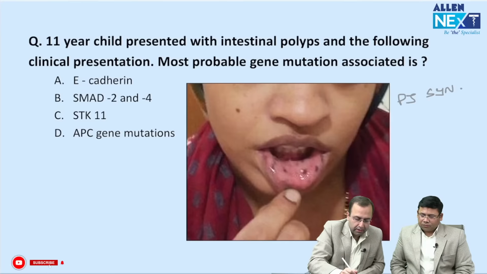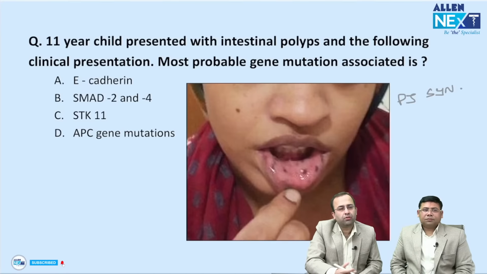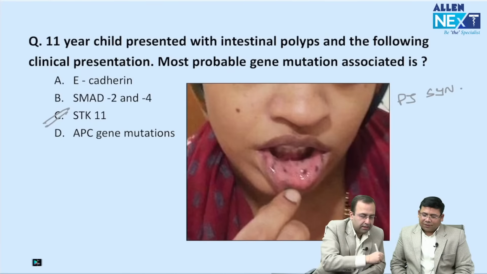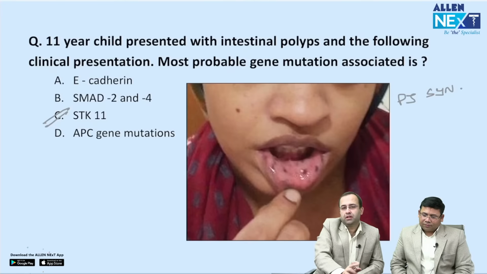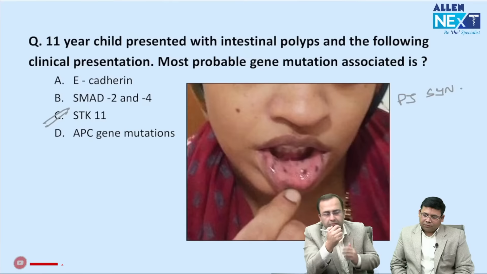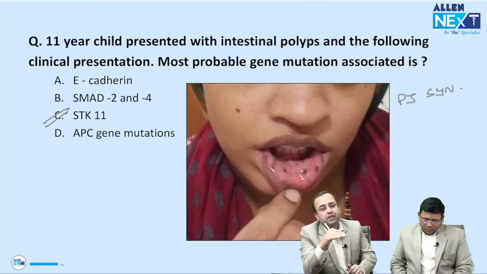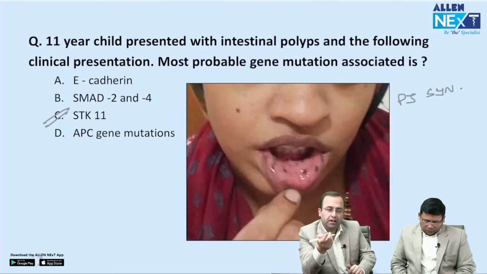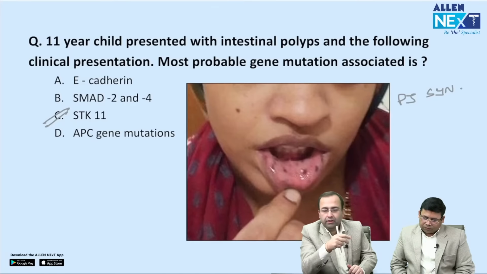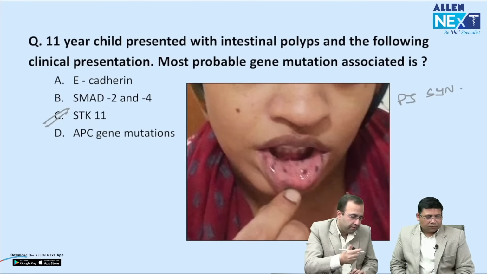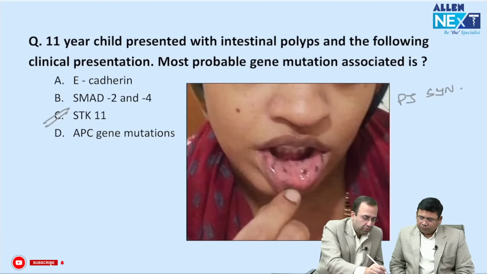So diagnosis, Peutz-Jeghers syndrome, which is associated with STK11 gene mutations, firstly. Secondly, let's quickly have a look at the gene mutations and the tumors associated. E-cadherin, we have already discussed, is associated with signet ring cell adenocarcinoma of the stomach, along with lobular carcinoma breast. Then SMAD2 and SMAD4 gene mutations.